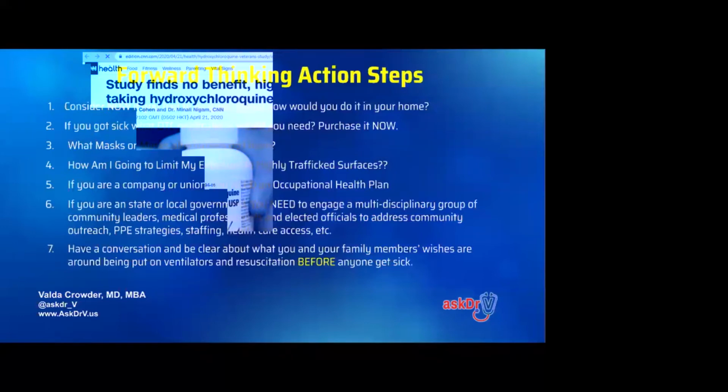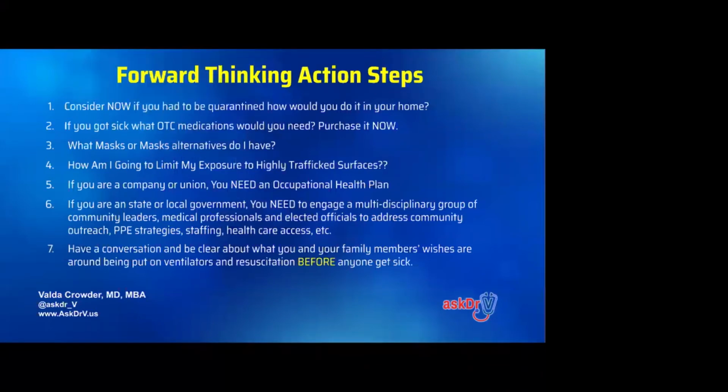Let's talk about some forward-thinking actions. Consider now, if you had to be quarantined, how would you do it in your home? If you got sick, do you have the over-the-counter medications that you need? Purchase them now. What mask or mask alternatives do you have in your house? You want to make sure that you have them in your pocketbook and in your car and in different places as you go wherever you may need to go. How am I going to limit my exposure to highly trafficked surfaces? What am I going to actually do? Am I going to use gloves? Am I going to have a cleanser in my car?